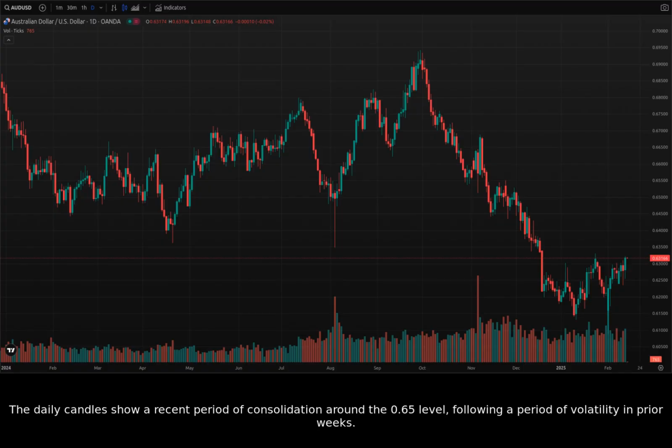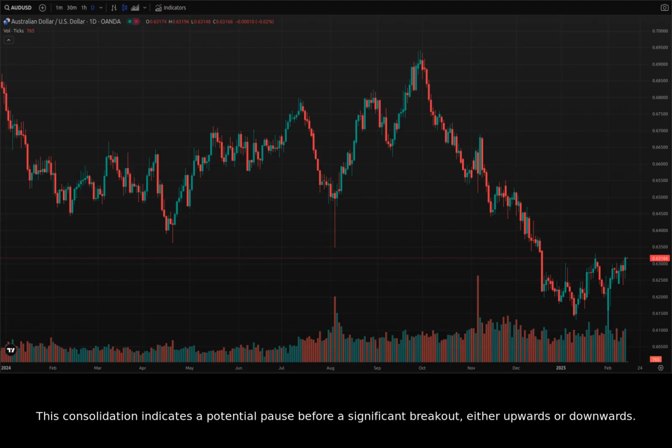Let's now switch to the one-day chart to get a macro perspective of the AUDUSD price movements. The daily candles show a recent period of consolidation around the 0.65 level, following a period of volatility in prior weeks. If we look closer at the daily candles, we can observe the price action consolidating after several days of steady trading. This consolidation indicates a potential pause before a significant breakout, either upwards or downwards.